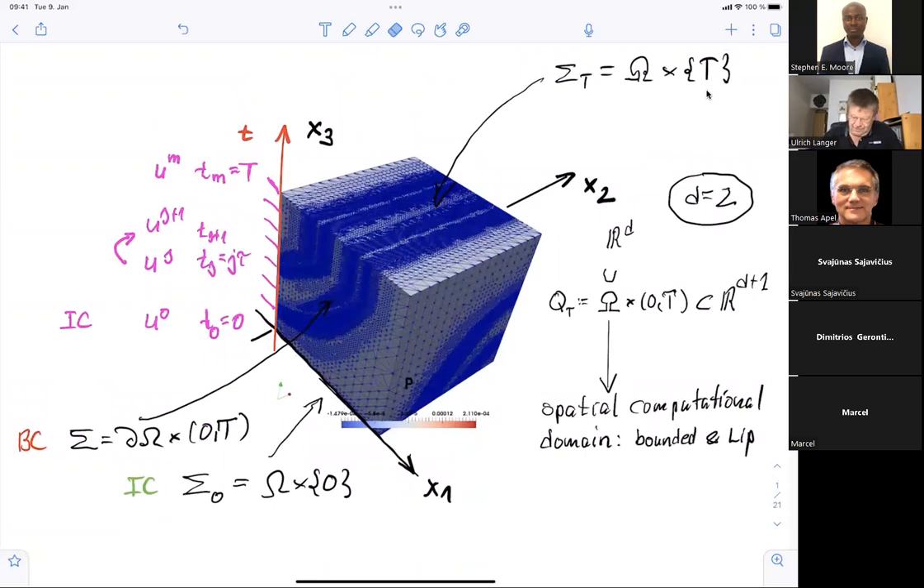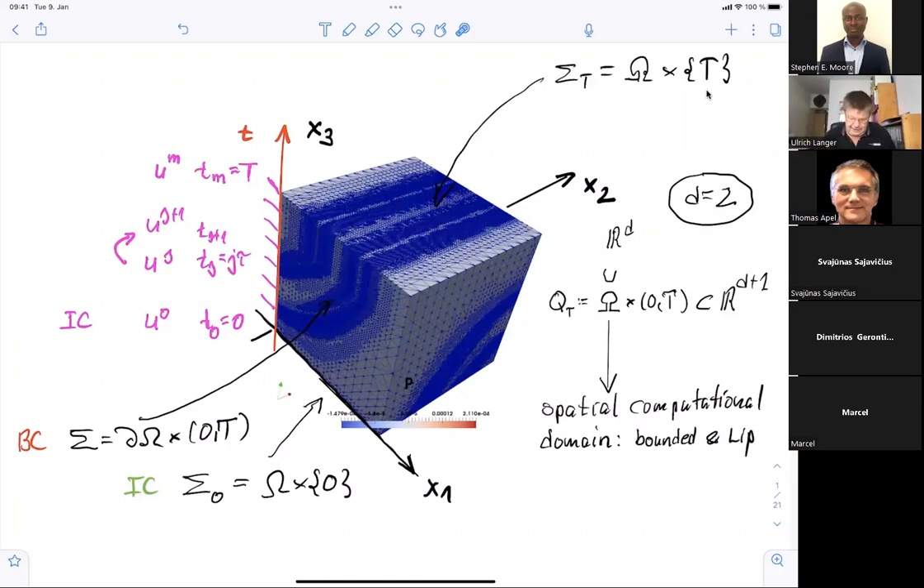So I introduce the notation, which is always Q, or sometimes I omit the T and say Q. This is the spatial domain, the physical domain, times the time interval. Capital T is the final time. So omega is always a bounded and Lipschitz continuous subset of R^d, a domain in R^d, whereas the space-time cylinder is in R^(d+1), one dimension higher.